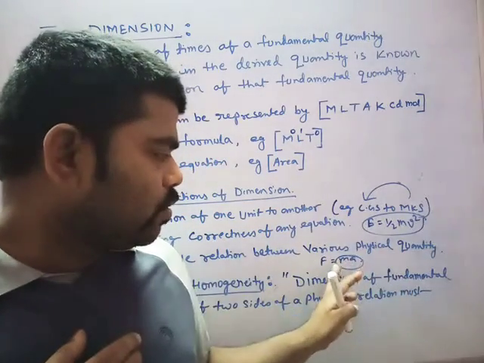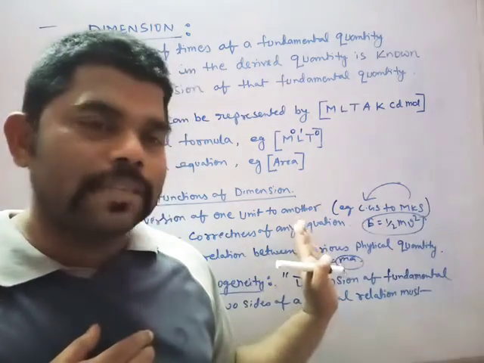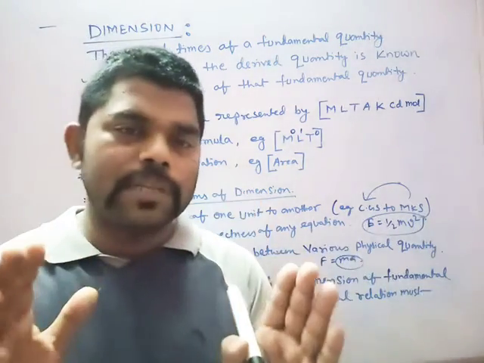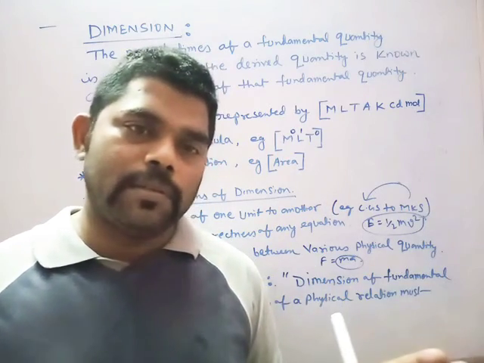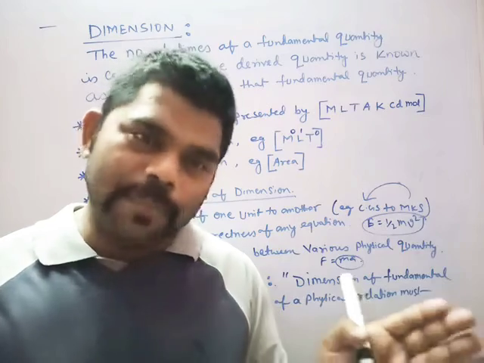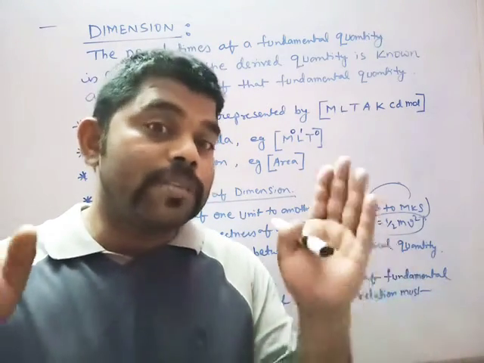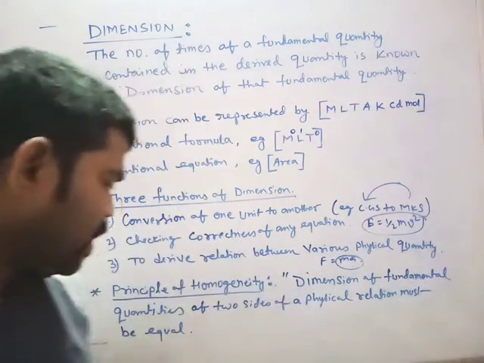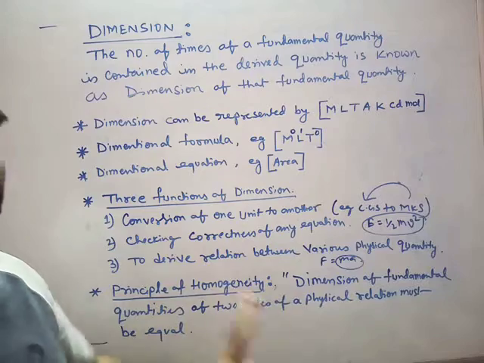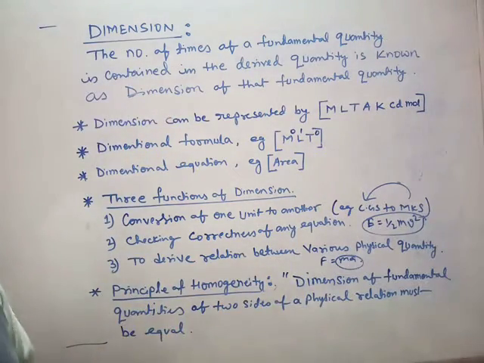like E is equal to half of mv square, one side is half of mv square, another is E. So in any physical relation, both the sides have the same dimensions, with the fundamentals, right? With the fundamentals they are always equal. Always remember this. This is what the principle of homogeneity says. Principle of what? Homogeneity. Okay, let's now see how we are coming with this.